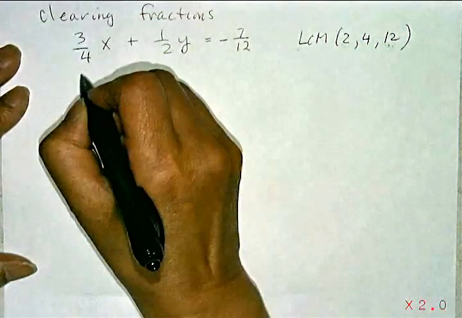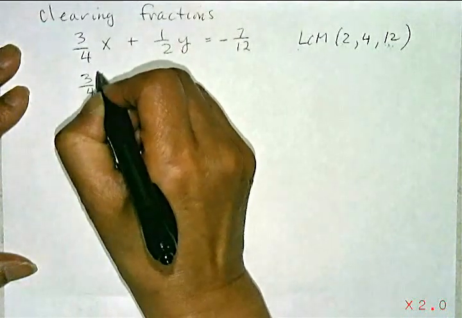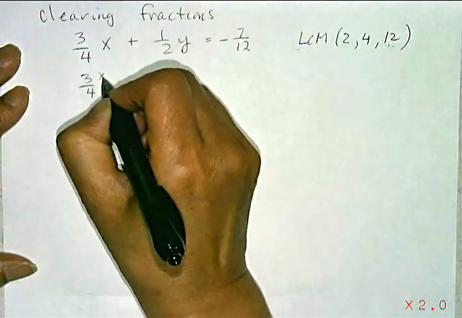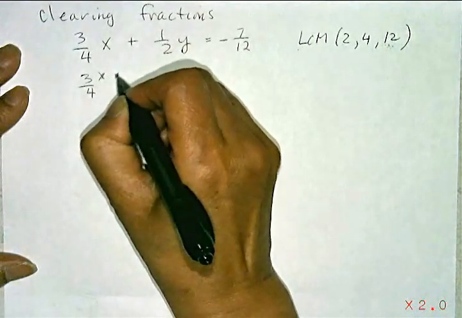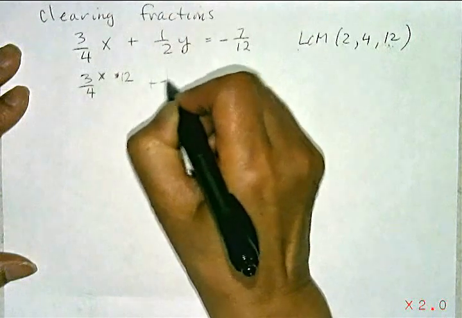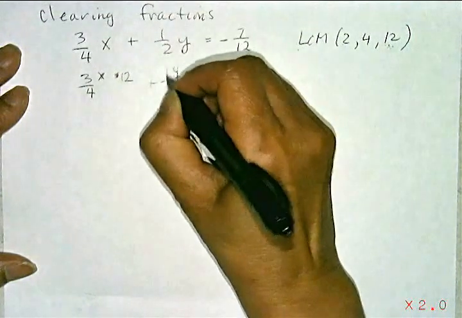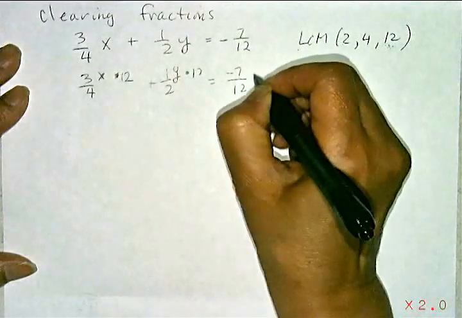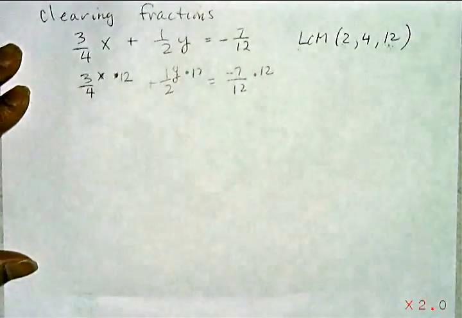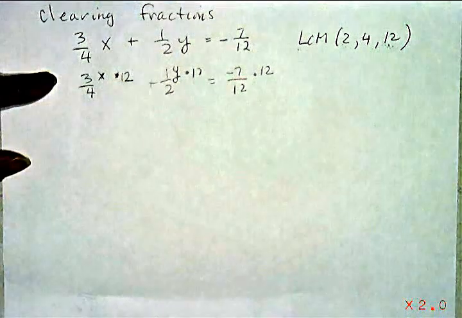So it's going to be 3/4 of x times 12, I'll put a dot here, plus 1/2 of y times 12, equals negative 7 over 12 times 12. Now don't forget that this is division, okay? And we choose the lowest common multiple because it will divide evenly.